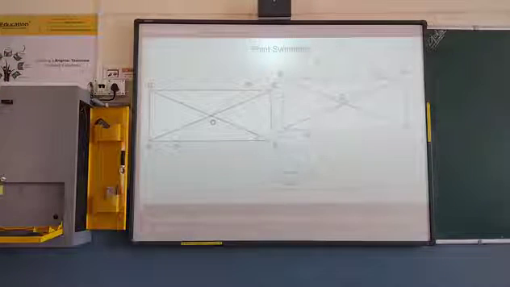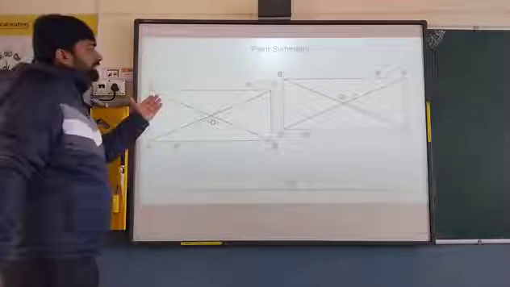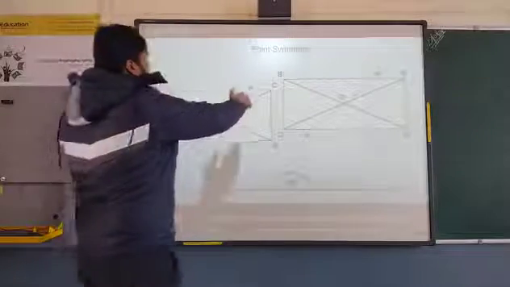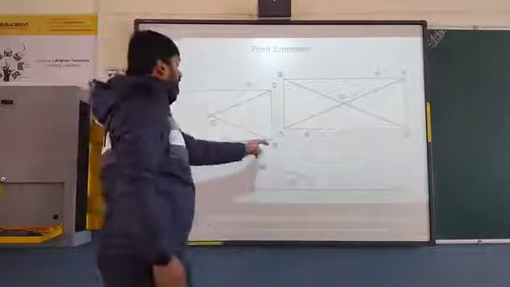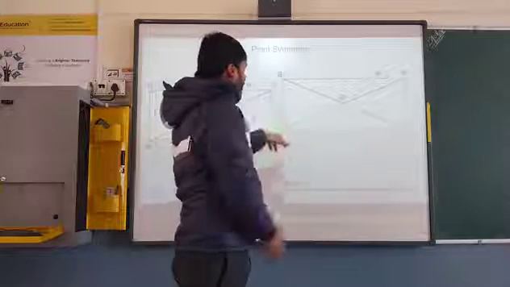Now see, there is rotational symmetry. What we have done is taken this figure and rotated it through 180 degrees. See, B which was initially here, if we rotate it by 180, what will happen? B will come down.